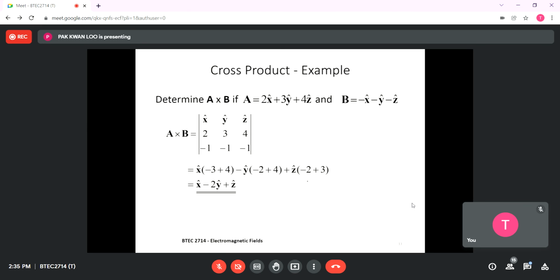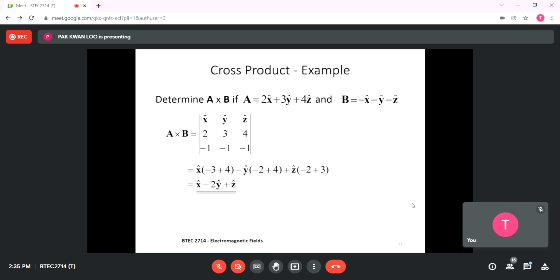So we have a cross product, for example. We have two vectors A and B given, using the determinant method. How is this obtained? For the x component, how are we going to obtain it? First we cover this.